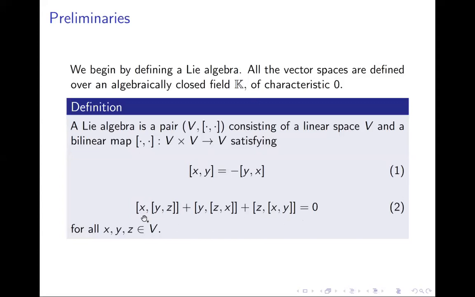So the Jacobi identity means if you sum this up in a cyclic permutation way, you start with x, y, and z, then y, z, and x, plus z, x, and y, you always get zero. So if you have these two properties achieved, then we have a Lie algebra for all elements in the vector space. So I'll give an example.